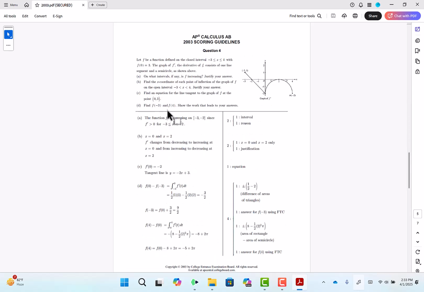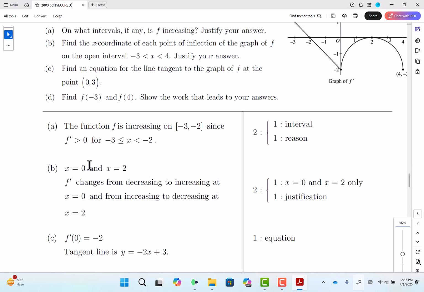All right, here it is. Here's a rubric. Look how they wrote it, guys. I was already warmed up from earlier, so I wrote it pretty much the same as they did. Letter A, 2 points. Interval reason. The function f is increasing between -3 and -2 since f prime is greater than 0 between -3 and -2. Letter B, 2 points. X equals 0, x equals 2. F prime changes from decreasing to increasing at x equals 0 and from increasing to decreasing at x equals 2.